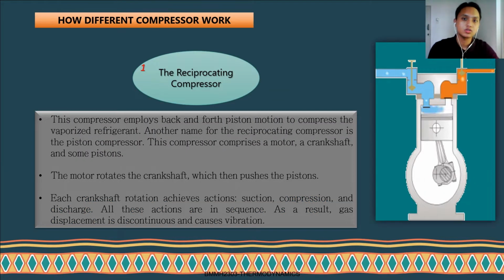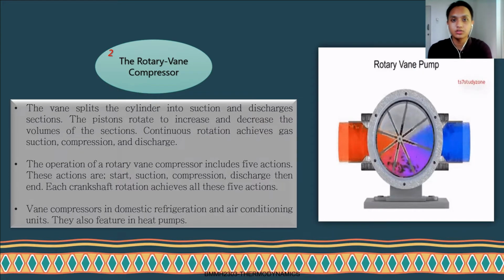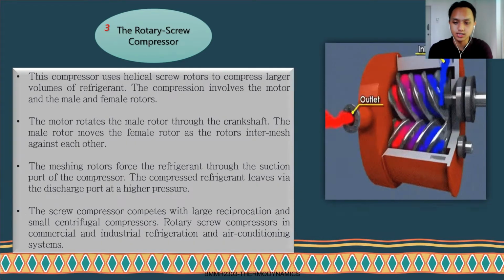How do the different compressors work? The first one is the reciprocating compressor, which has a piston on a crankshaft, and the motor rotates the crankshaft, which then pushes the piston. The second one is the rotary vane compressor. The operation of a rotary vane compressor includes 5 actions: start, suction, compression, discharge, then end. Each crankshaft rotation achieves all these 5 actions. The vane compressor is used in domestic refrigeration and air conditioning units. They also feature in heat pumps, so heat pumps also use this compressor.